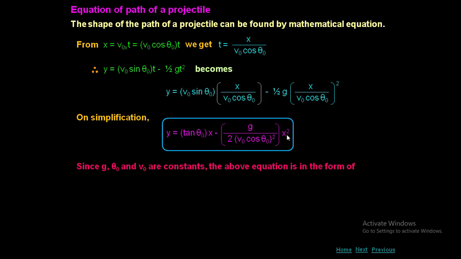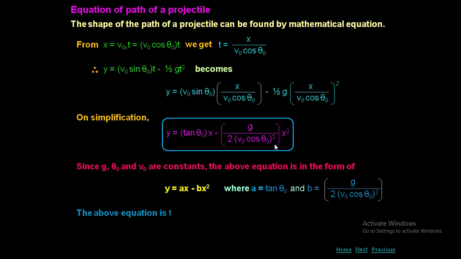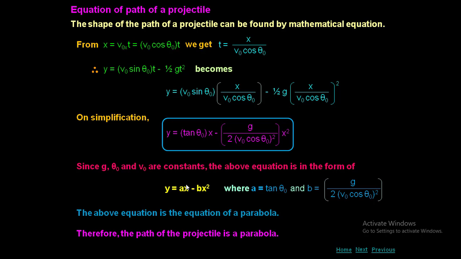Since g, theta naught and v naught are constants, the above equation is in the form of y equal to ax minus bx square, where a is tan theta naught if you compare these two equations, and in place of b you have g by 2 v naught cos theta naught whole square. The above equation is the equation of a parabola. So the path of projectile is nothing but parabola. So this is how we determine the path of a projectile by using an equation.